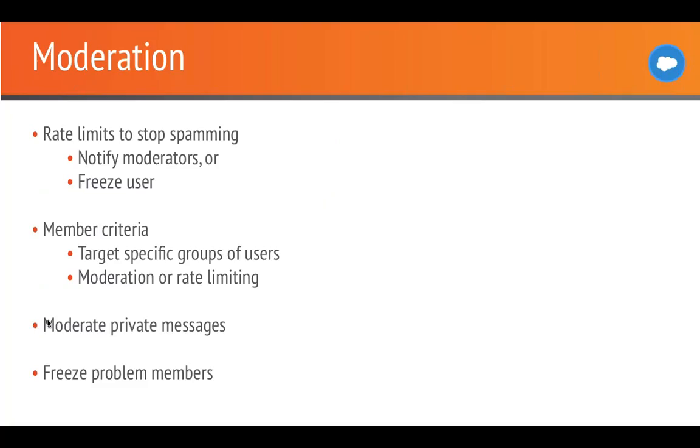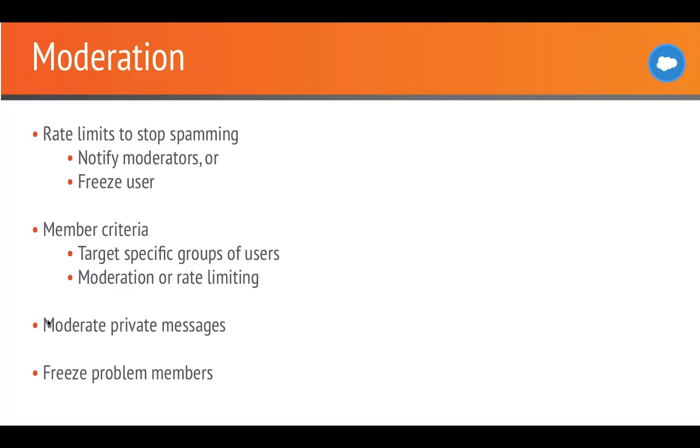Okay, next, some updates to community moderation. You can now apply rate limits, effectively throttling, to your community members. What this means is it limits the number of items of content that a member can create in a set number of minutes. Based on this, you can either notify the moderators or you can freeze a user, and you can set different limits for these. So, for example, you could notify moderators if someone posts 6 items in 5 minutes, but then freeze them if they post 10 items in 5 minutes, because you've probably got a good chance they're spamming your community.